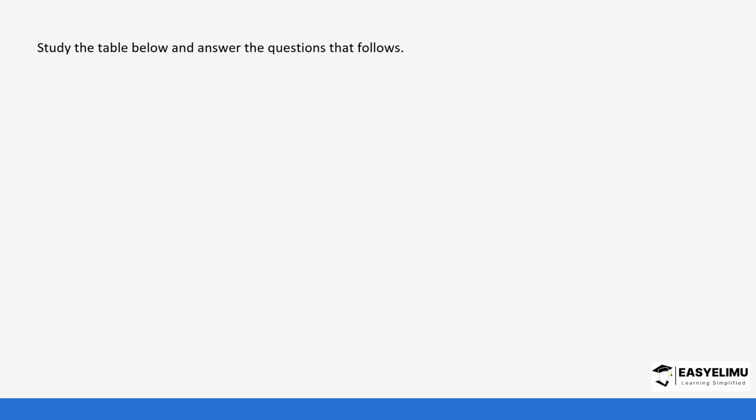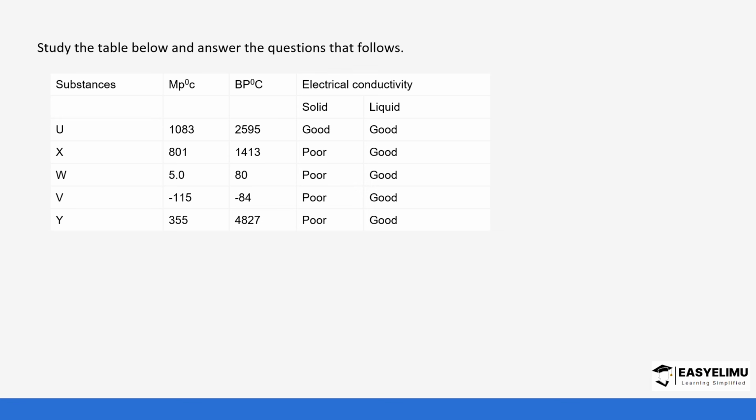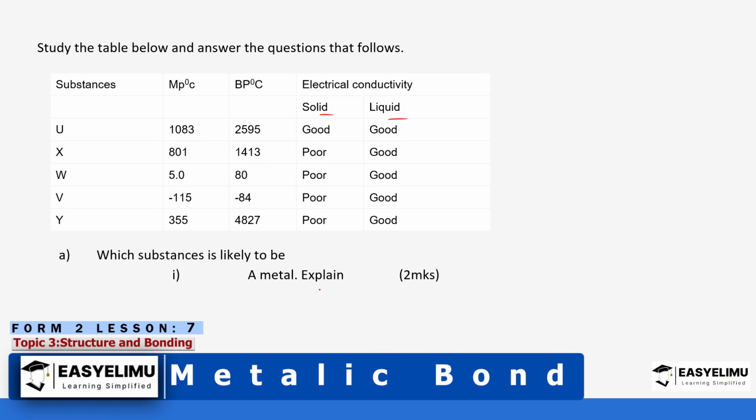Another question: study the table below and answer the questions that follow. You have that table with substances U, X, W, V, and Y, and their melting points and boiling points. And then you can see their conductivity in solid and in liquid. So U is a good conductor in both cases. X, W, V and Y are not good conductors in the solid state, but they are good conductors in liquid state. So the first question is which substance is likely to be a metal?